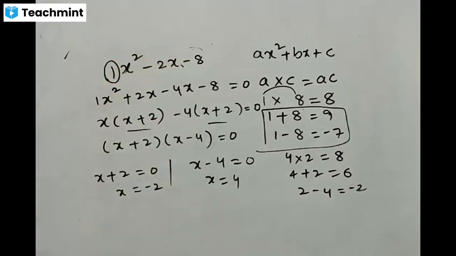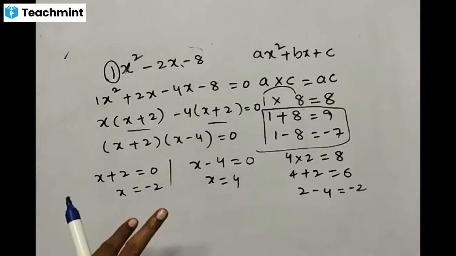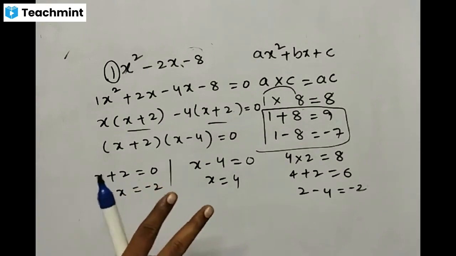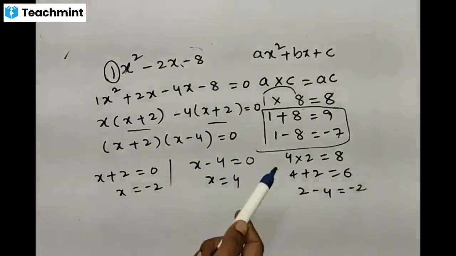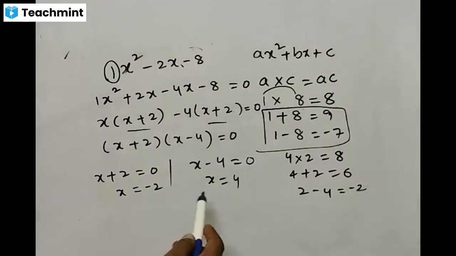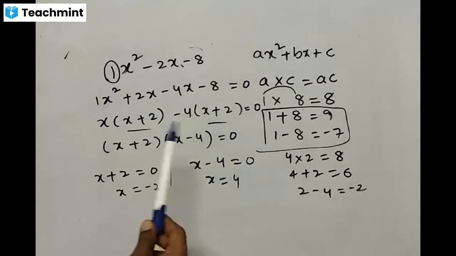If you multiply 1 and 8, the result is 8. The addition or subtraction of these 1 and 8 should give the middle number. If you are not getting it, go for other factors of 8. If it is getting, take these factors only. 1 plus 8 gives 9, 1 minus 8 gives 7. So not getting. That's why go for other factors of 8.